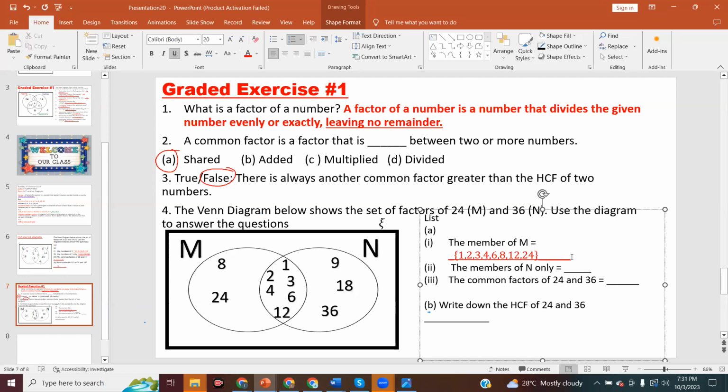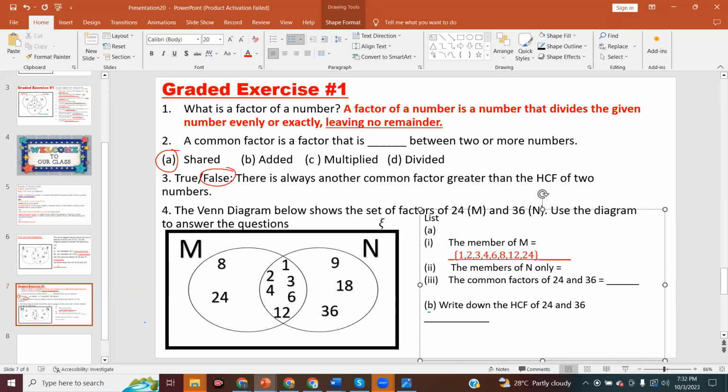Okay. We want the members of N only. What is it? 9, 18, and 36. Very good.